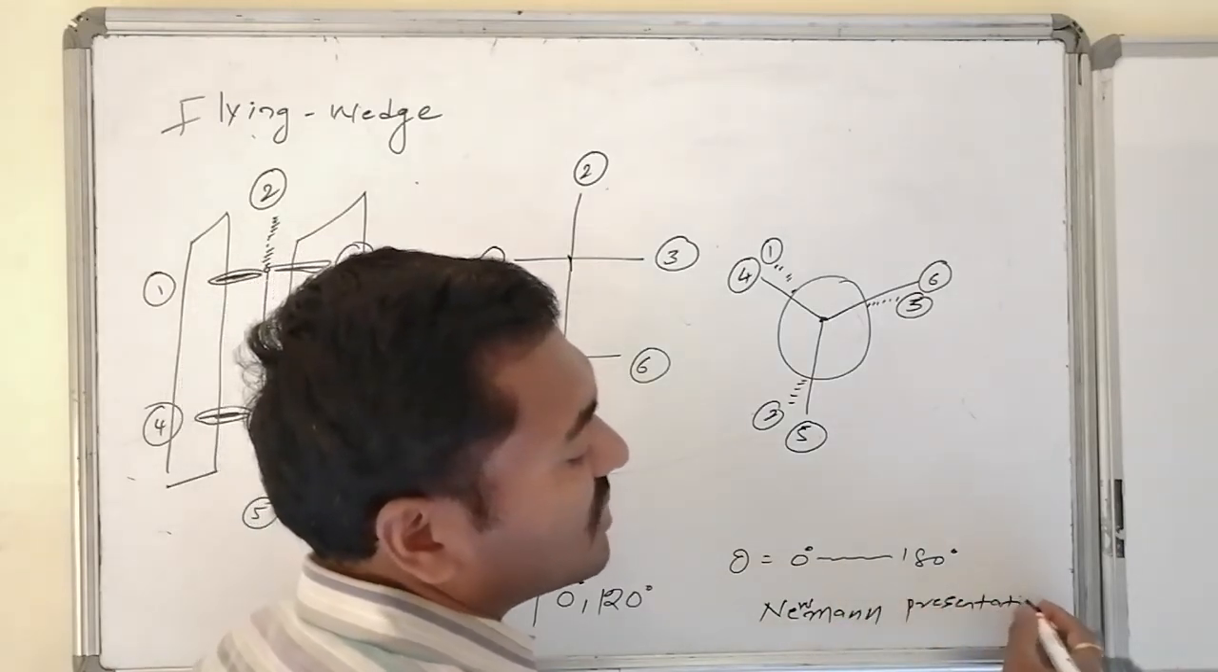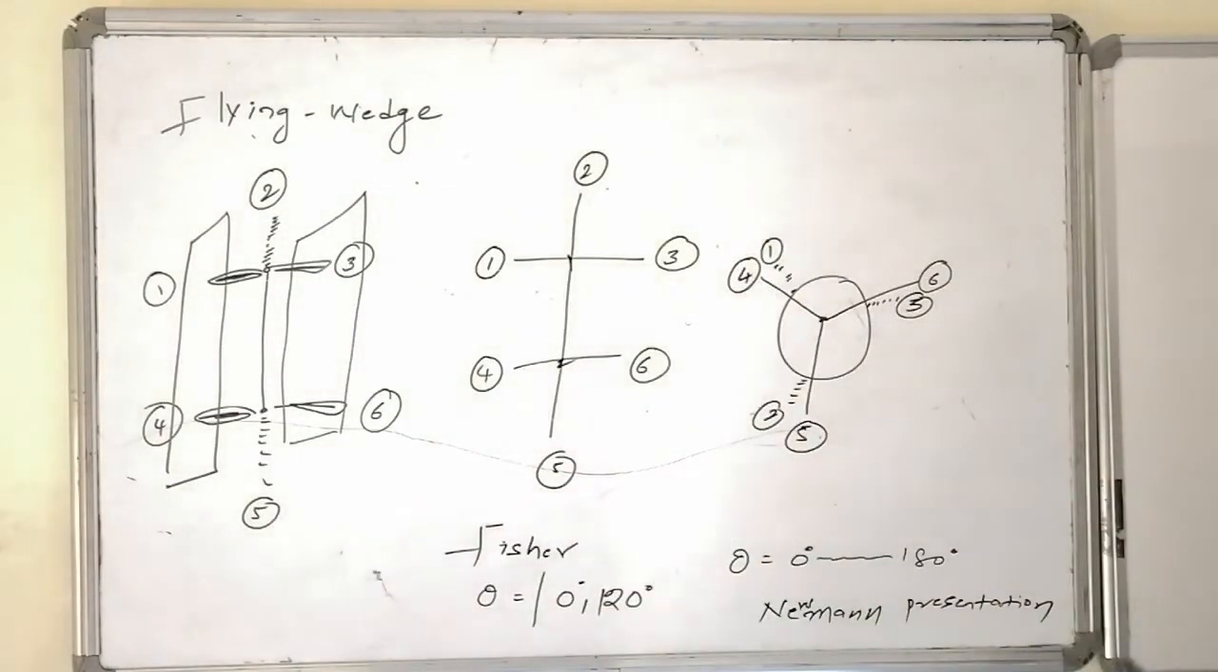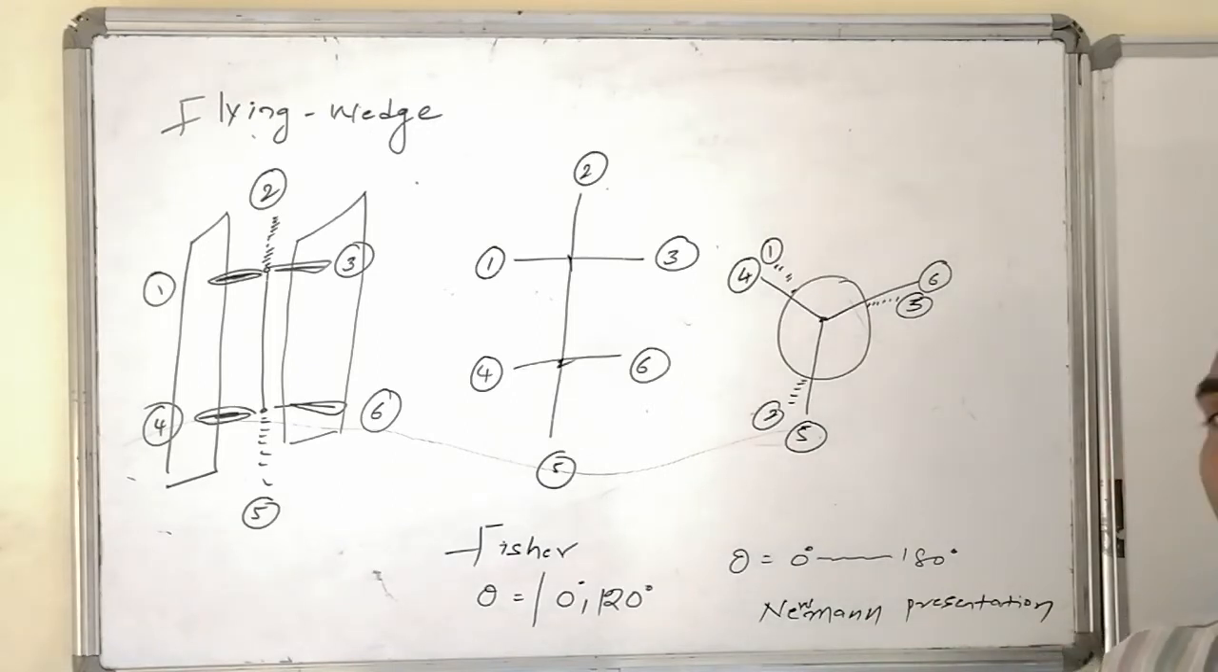What is the extra benefit that we are getting in Newman presentation? We are visualizing carbon with all valencies. The back carbon atom is not visible, and we can know the exact angle without any imagination. The dihedral angle between the reference valency of carbon 1 and the reference valencies on carbon 2, the separation angle, can be known. That can be 0, that can be 180, everything can be known from this representation, known as Newman presentation.